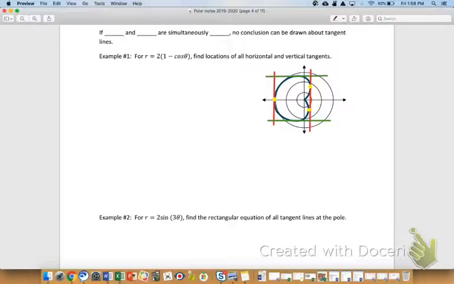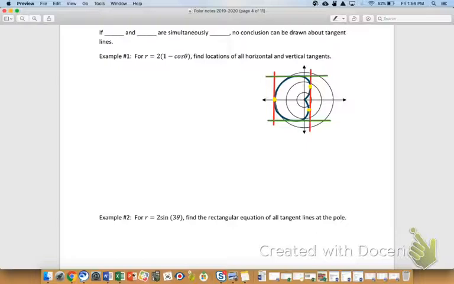Well, it depends if we're talking about tangent lines or if the dy/dx is. This says find locations of all horizontal and vertical tangent lines. So if we feel like there are 2 different locations over there, maybe that's going to matter. Okay, so let's hash this out.